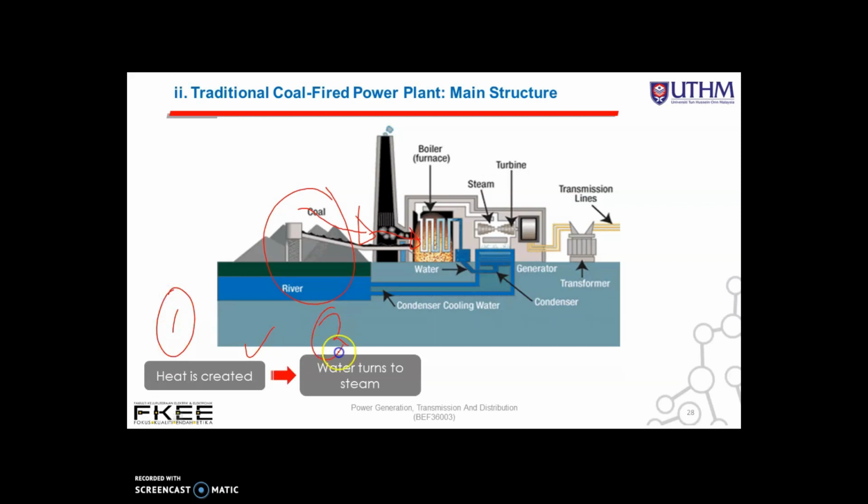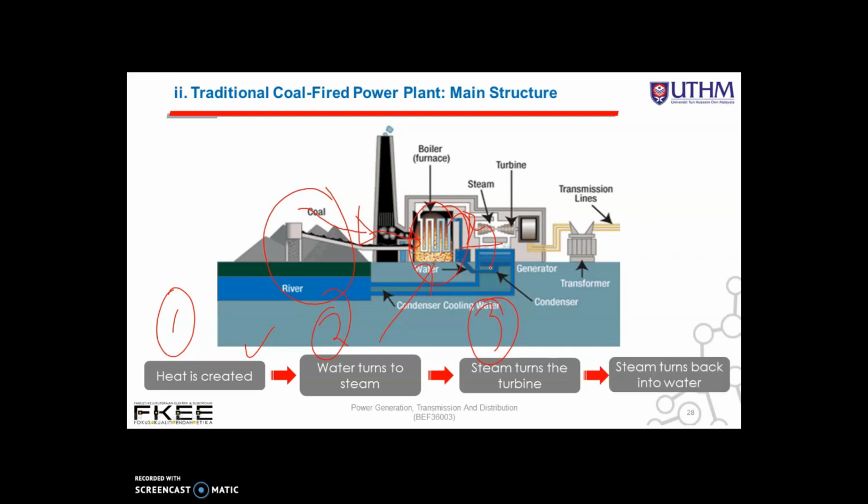The second process is water turns to steam. This heat is transferred to the pipes containing high-pressure water, which boils to steam here. It will produce the steam. The third process is the steam travels through a turbine, causing it to rotate extremely fast, which in turn spins a generator and produces electricity. The electricity can be input to the electrical grid for use by society.